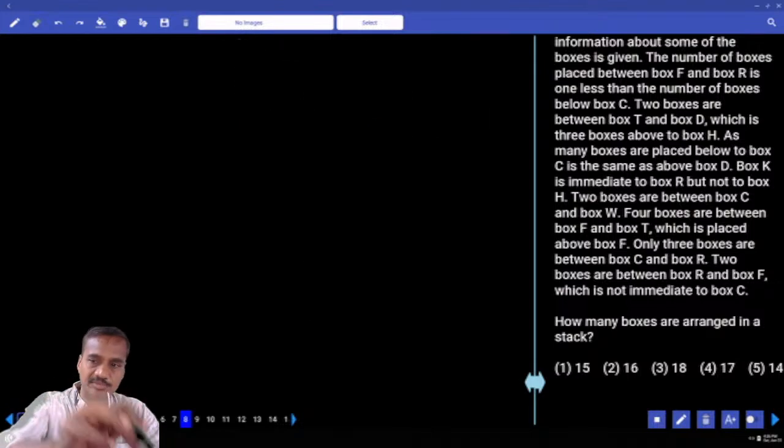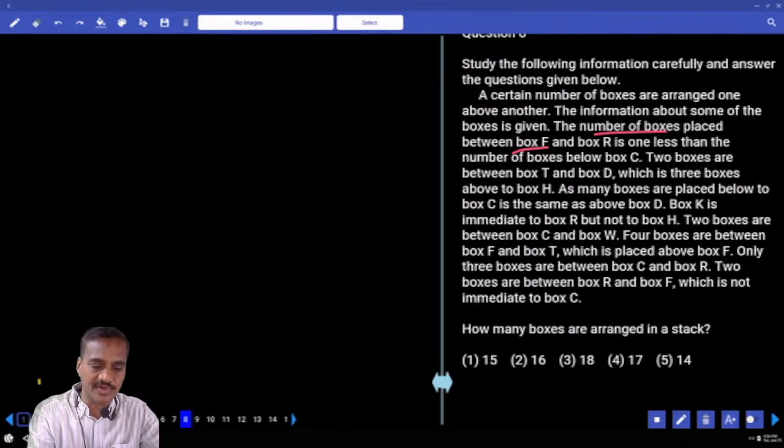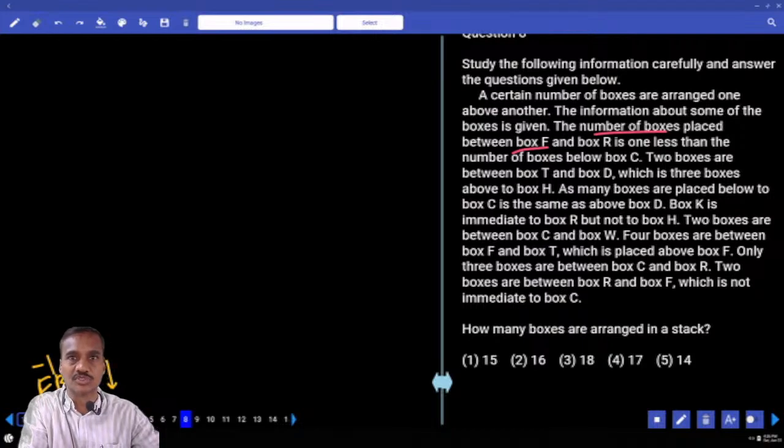Then coming back to this one. Then number of boxes placed between F and R. Now F and R is 1 less than number of boxes below C. చూడండి information ఎలా represent చేస్తున్నాము. Number of boxes between F and R is minus 1 equals number of boxes below C. And 2 boxes between T and D, D which is 3 boxes above H. Now D is 3 boxes above H.